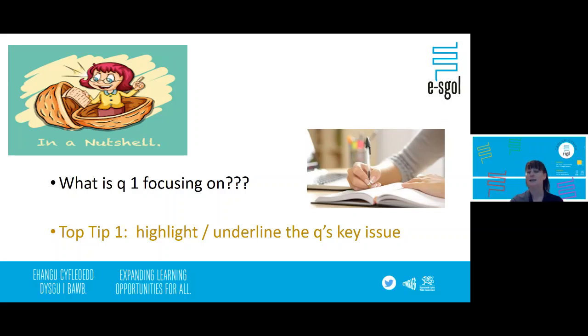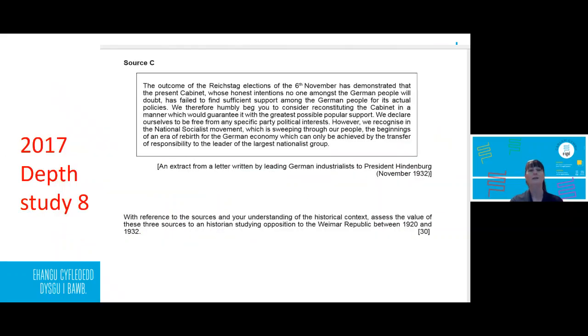And you need to highlight and underline the question's key issues, because that is what you're going to be focusing your answer on, okay? So this is the 2017 Depth Study 8. We've got the old style start, "with reference", which we could change to "using your understanding". Have a little look and see what the key issue here is that you would need to focus on.